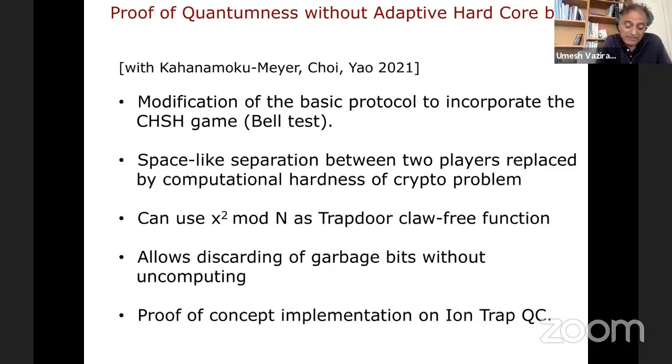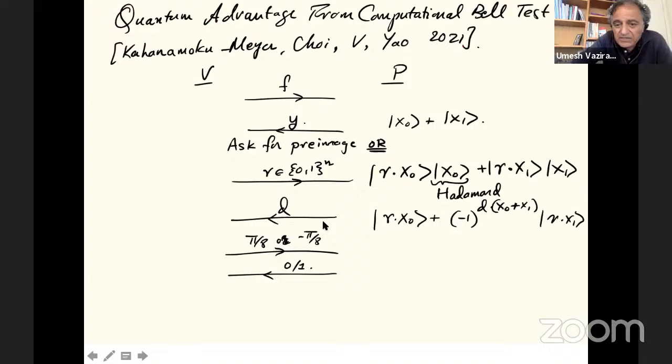So we are saying, well, either it's a quantum machine, or if it was a classical one, well, then it can't even break this. It definitely can't break this trapdoor claw-free function based on, say, x squared mod n. Okay, so let me just describe this protocol a little bit, just so you can see how it works.